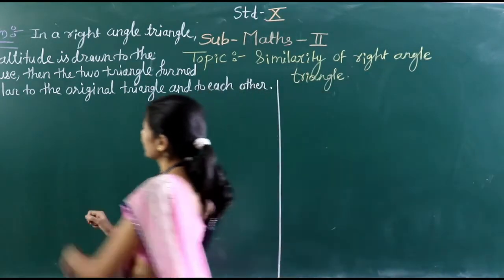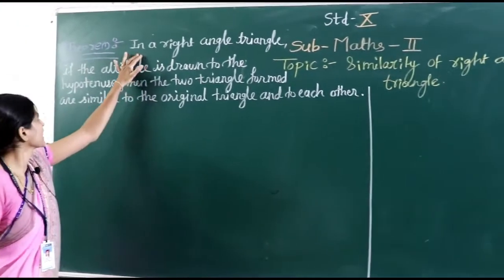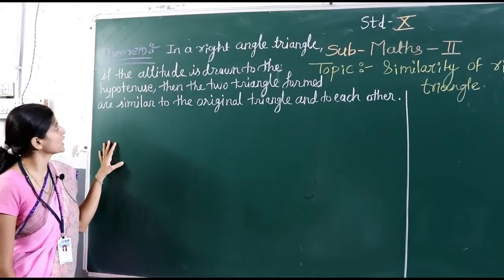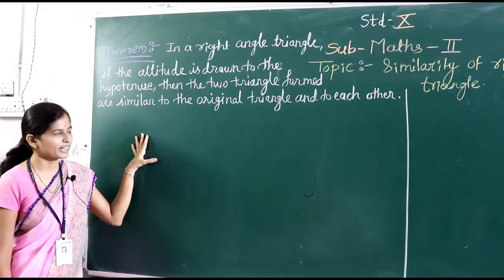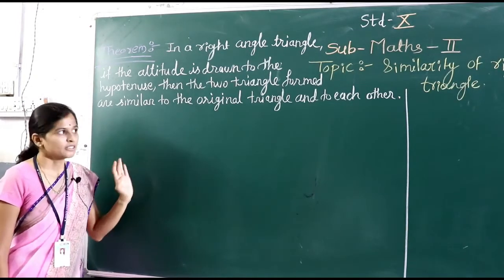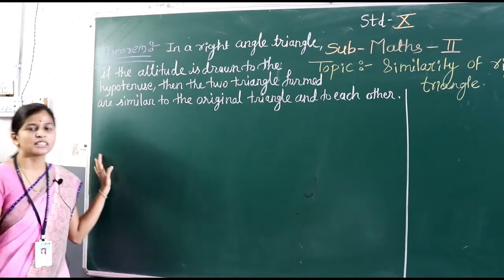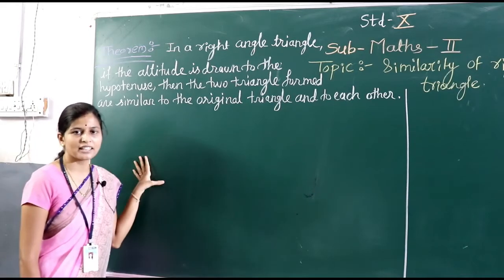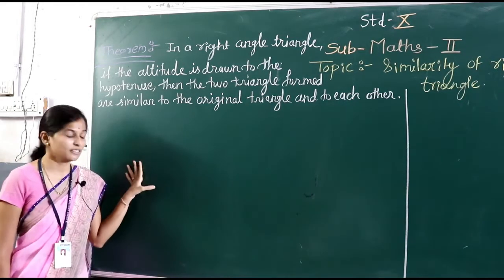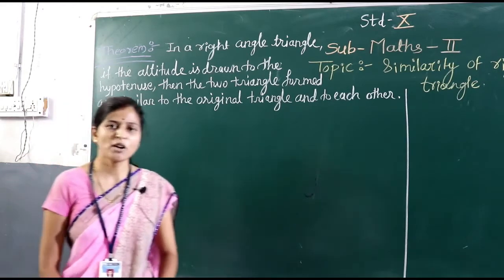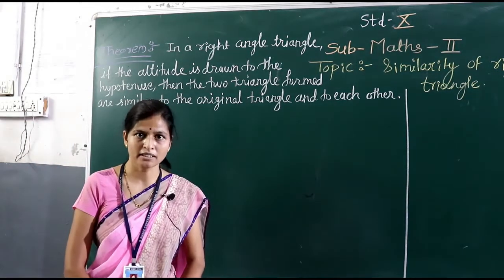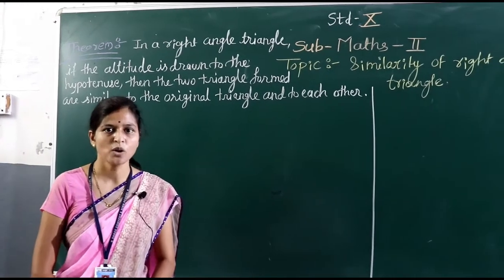The statement of the theorem is: in a right angle triangle, if the altitude is drawn to the hypotenuse, then the two triangles formed are similar to the original triangle and to each other. Here we have to consider one right angle triangle, and draw an altitude from the angle that makes the right angle. We have to prove the two triangles made are similar to each other and to the original triangle.